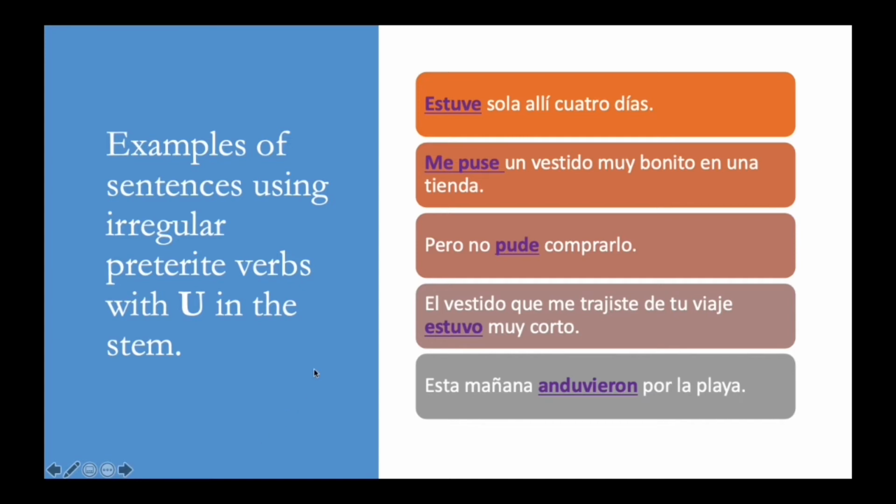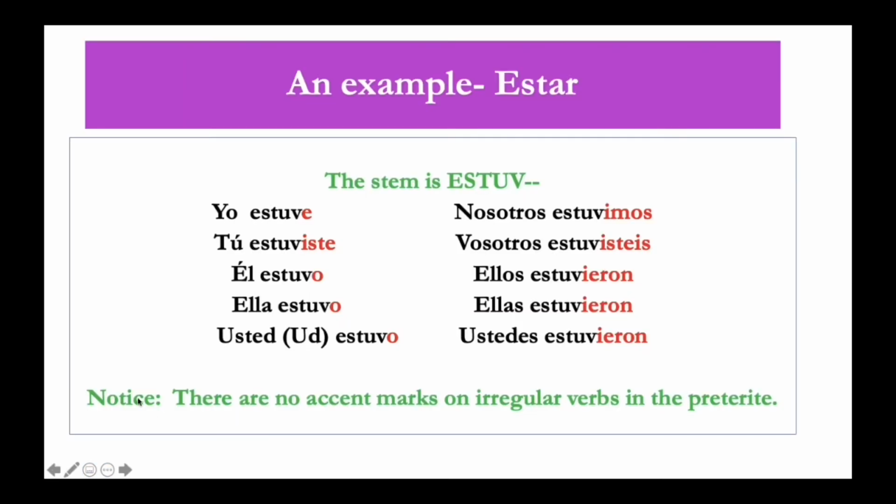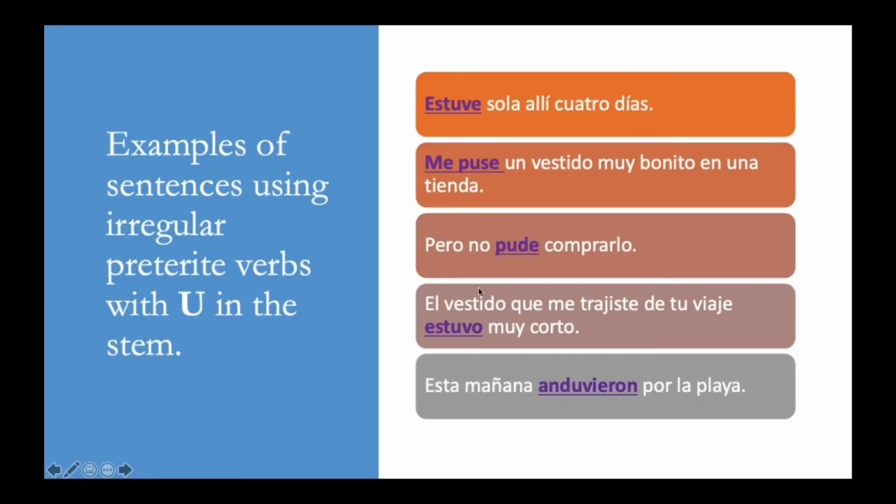Now, when you have the subject, you have to figure out which subject pronoun it can be replaced with. El vestido is one, it's a singular subject, and it is a masculine subject, and we know this because of the definite article el. So we go back and see the masculine singular subject pronoun is él, and so there we have the preterite conjugation, estuvo. El vestido que me trajiste de tu viaje estuvo. So the dress was very short. Which dress? The one that you brought me back from your trip.